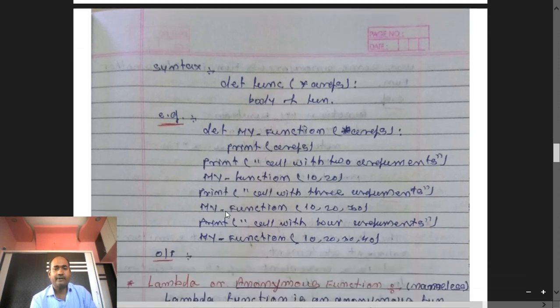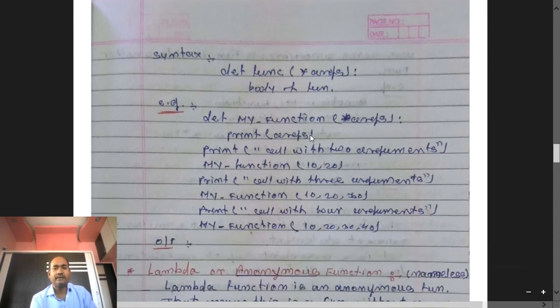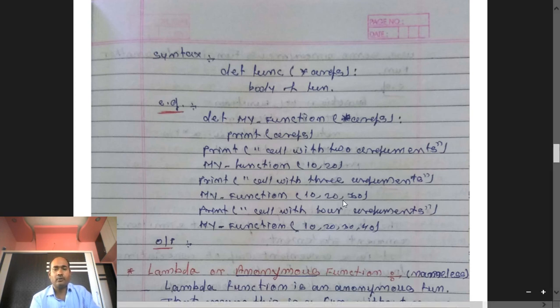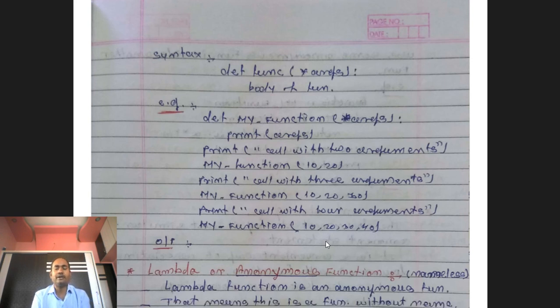Take one example: def my_function(*args), print args. Then call with two arguments, my_function(10, 20); call with three arguments, 10, 20, 30; call with four arguments, my_function(10, 20, 30, 40). The output will be shown here. The first output will be 10, 20, the second 10, 20, 30, and the third 10, 20, 30 and 40. That means by using star args you can use any number of arguments.